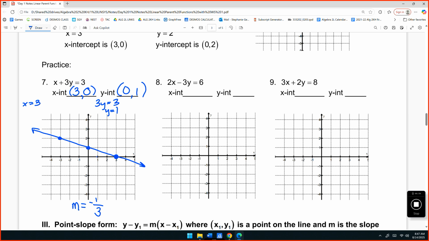Okay, can you guys take a second and try that with number 8? There's nothing tricky in number 8. I just want to see if you can do that, and then we'll come together for number 9.